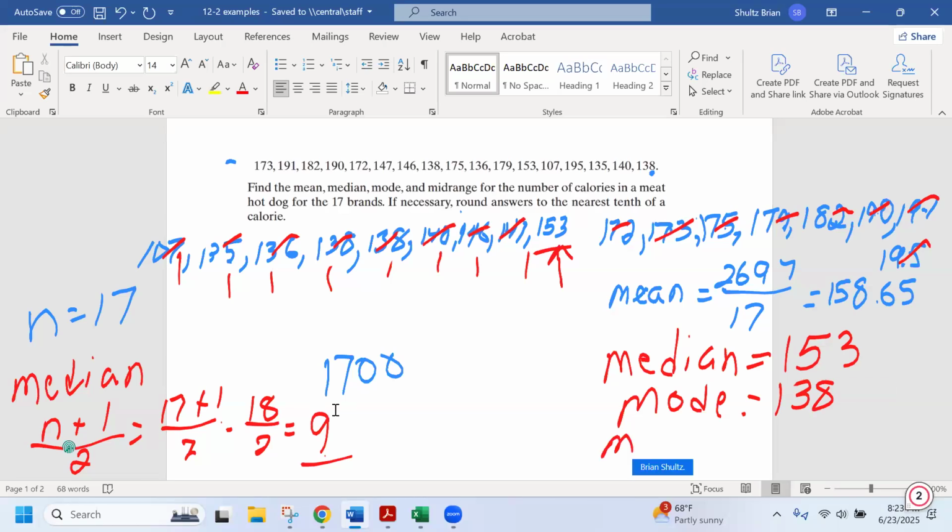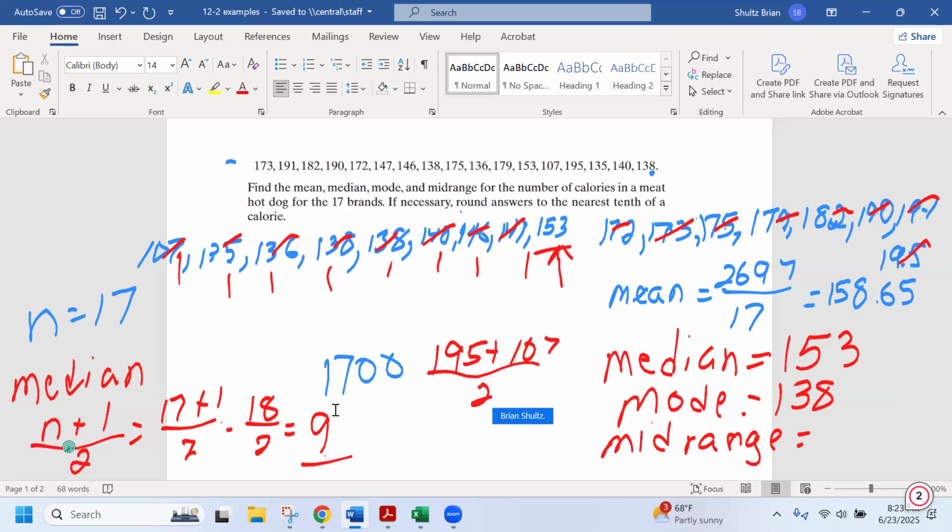Okay, mid-range, remember this is the one that I said I don't use very often. It's the largest, 195, plus the smallest, 107, divided by 2. 195 plus 107 is 302. Divided by 2 is equal to 156. That's how you find those 4 measures of central tendency.